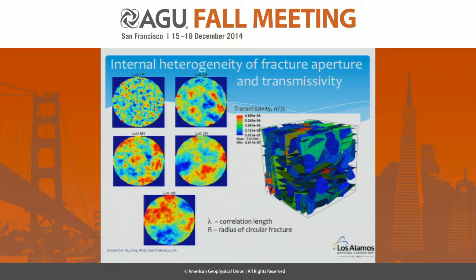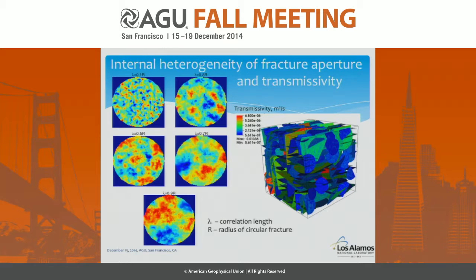So here is just an example of 5 cases when a spatial correlation length is a function of fracture radius. So here is 10% of fracture radius, 30, 50, 70, and 90. If you look at the 10% of correlation length, it's pretty noisy, so it's a big mixture of high aperture and low aperture zones. As you go to longer spatial correlation length, you can clearly see some zones of higher aperture and higher transmissive zones to a small one. So this is the third case.